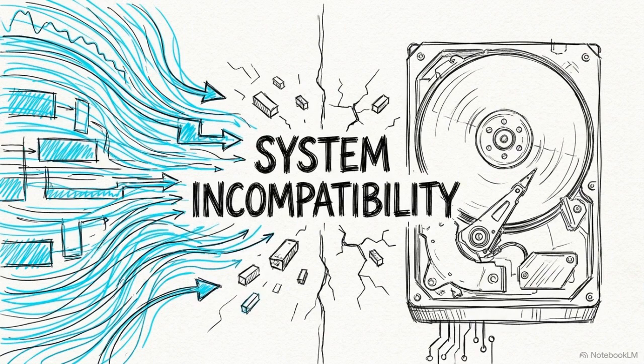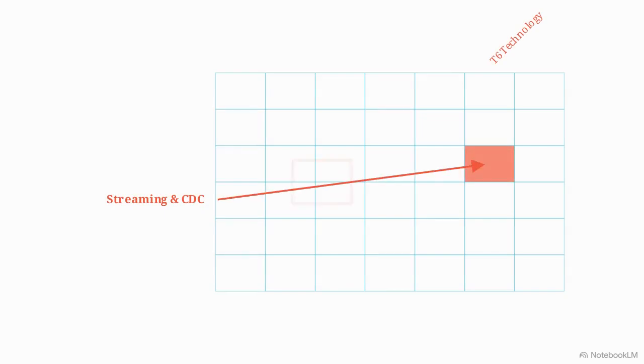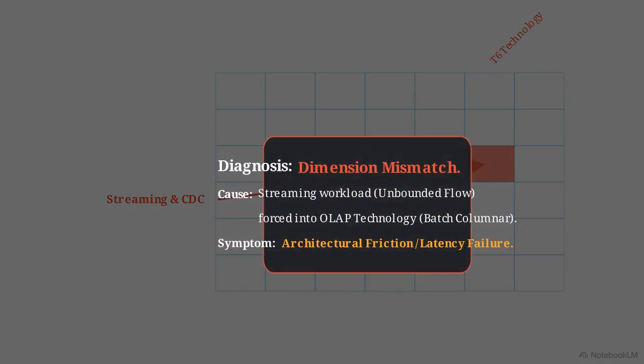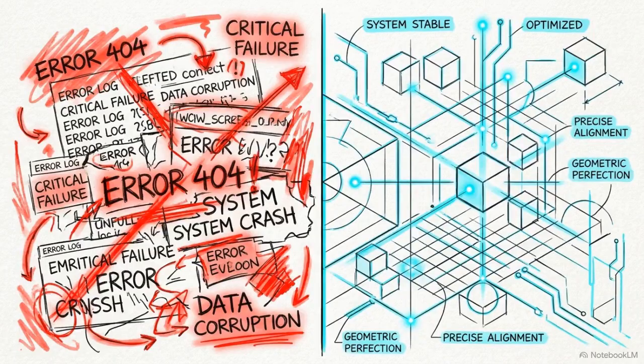This illustrates the datatsm diagnostic principle. Architectural friction occurs when a workload's mechanical requirements diverge from its dimension's capabilities. Cross a streaming workload requirement with an OLAP technology dimension, and the system fails. The framework isolates this friction point, turning an ambiguous outage into a specific architectural diagnostic.